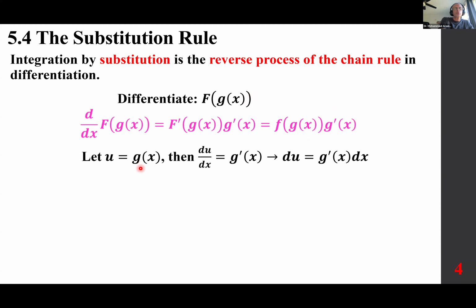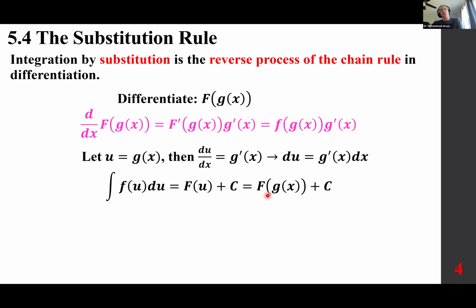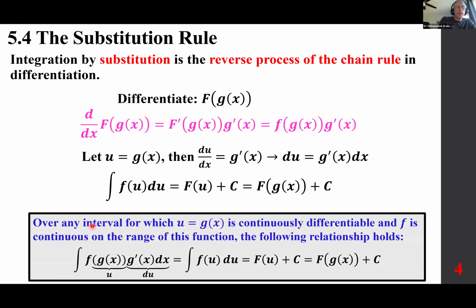And so let u be g of x, then du dx is g prime of x, and du is g prime of x dx. The integral of f of u du is capital F of u plus c, or capital F of g of x plus a constant. Over any interval for which u equals g of x is continuously differentiable and f is continuous on the range of this function, the following relationship holds: the integral of f of g of x, g prime of x dx, where this is considered f of u and g prime of x dx is du, becomes the integral of f of u du, or capital F of u plus c, or capital F of g of x plus a constant. This is known as the substitution rule, everybody.